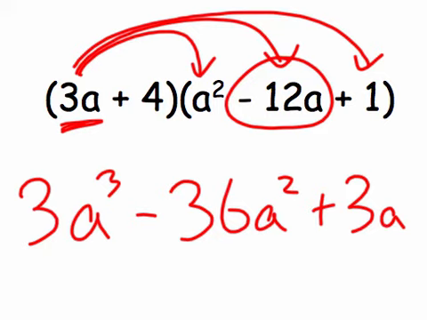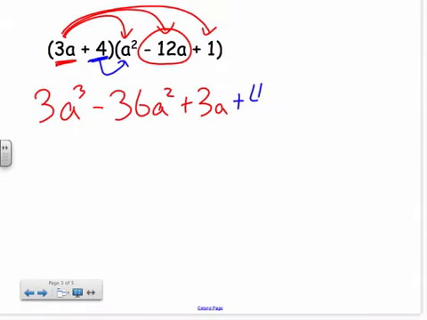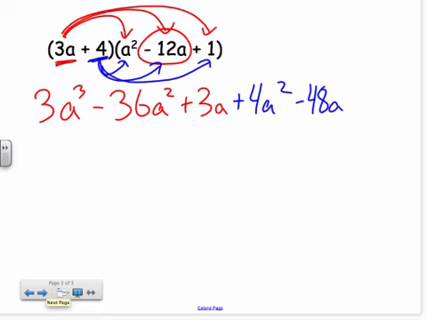So we're done distributing the 3a. Go to the 4, and we got to distribute the 4. So 4 times a squared just gives you a positive 4a squared. And then 4 times -12a. Well, it's your 4 times -12 for -48. Then you have your a left over. And lastly, 4 times 1 for a positive 4.